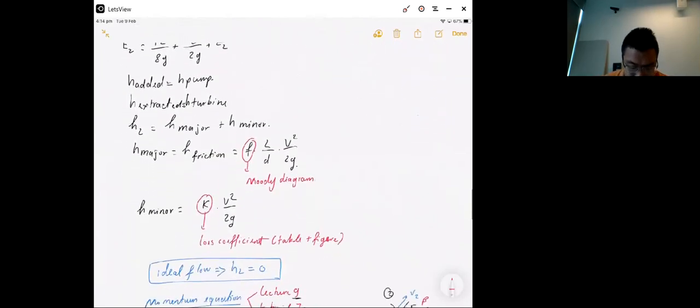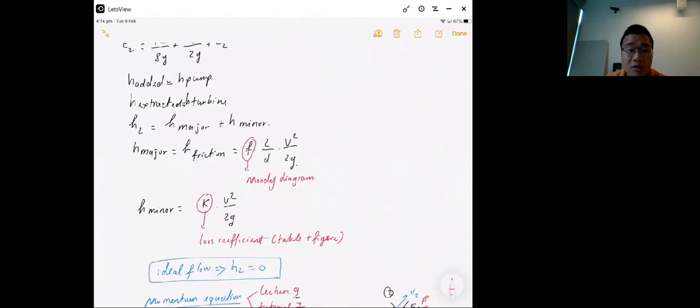Energy loss will be equal to major loss plus minor loss. Major loss is F friction, or friction loss. This one is what you did in lab 1. F friction equals f L over D times V squared over 2g, with f the friction coefficient you can find from the Moody diagram. Minor loss equals loss coefficient K times V squared over 2g. Loss coefficient K you can find from the table and figure in the course note and textbook.